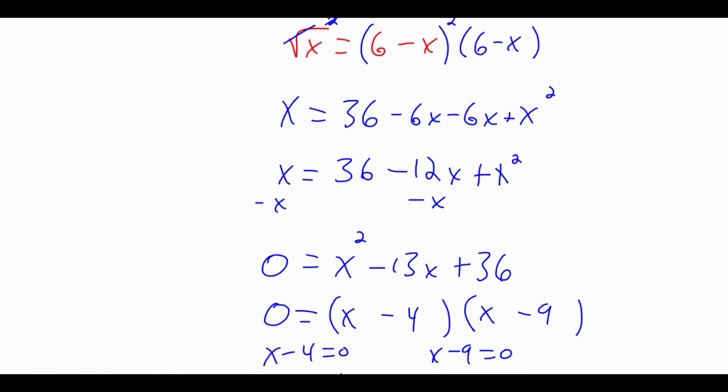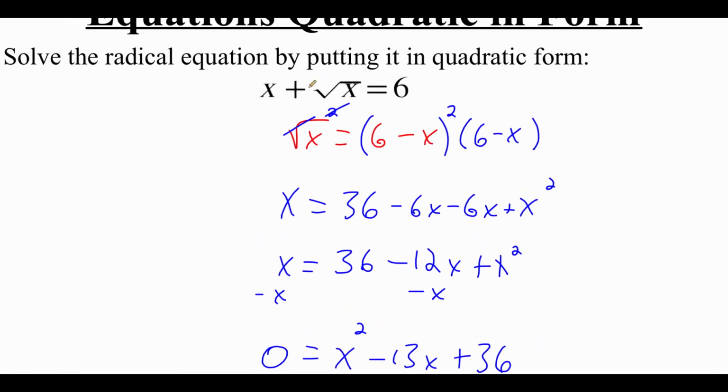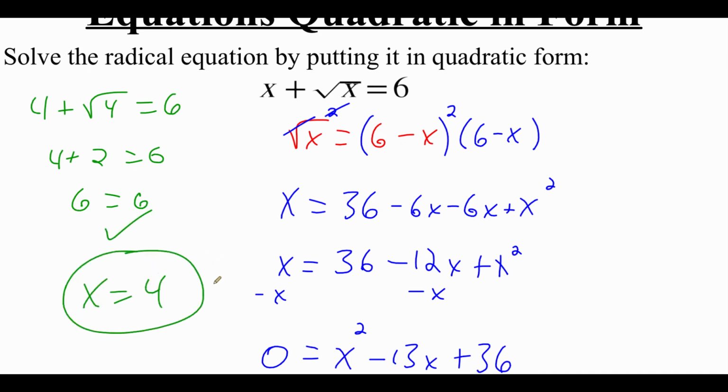So I'm going to go back up to the original equation, and first I'm going to substitute the 4 in. So we get 4 plus the square root of 4 equals 6, and we're just making sure that this works. Well, the square root of 4 is 2, and if I add 4 to 2, we do get 6, so 6 equals 6. So 4 is confirmed as an answer. So x does in fact equal 4.